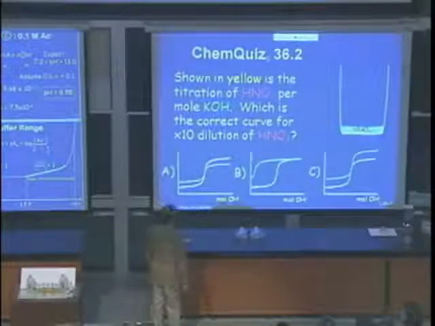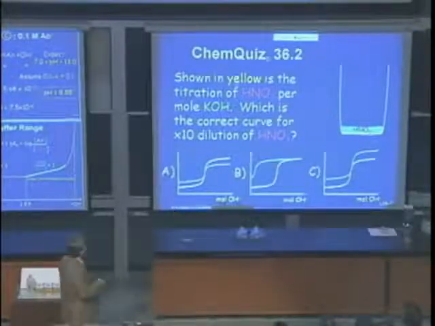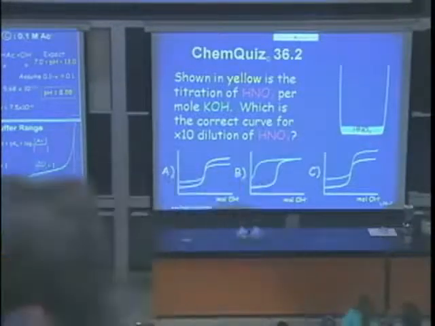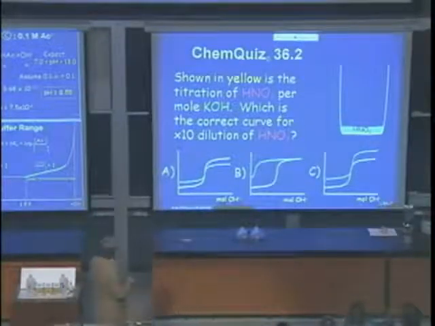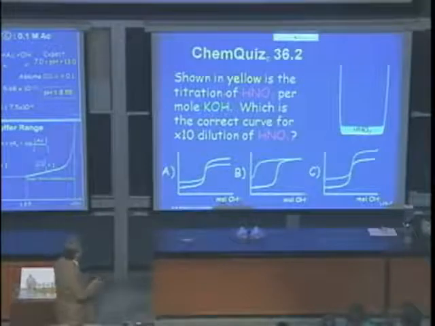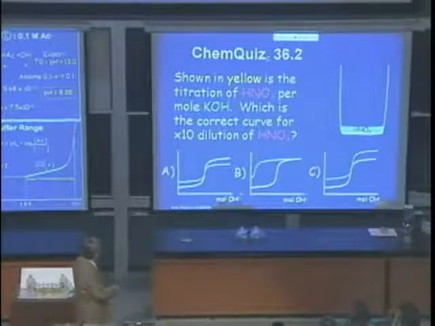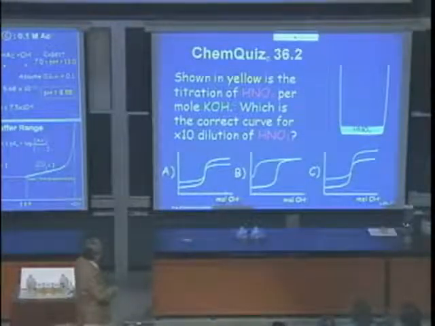So let's see how well you know all this stuff. We have in yellow here nitric acid, HNO3, okay? That's a strong acid. That means K is much larger than 1. And we titrate this with a strong base, with KOH, and we get this yellow curve here. This curve or this curve or this curve, they're all the same. This is the pH and this is the amount of base that you have added. So you go along in your titration from left to right.